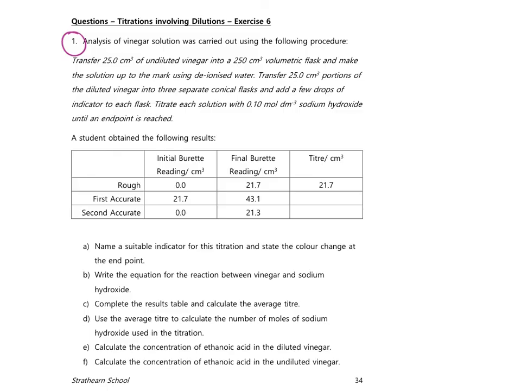So let's have a quick look at this calculation. So we're told that analysis of vinegar solution was carried out using the following procedure. We're told that 25 centimetres cubed of undiluted vinegar was transferred and made up to 250 centimetres cubed. So already at this point I would be getting ahead of the game and working out my dilution factor. So that's going to be 250 centimetres cubed divided by 25 centimetres cubed is equal to times by 10. So the dilution factor is times by 10.